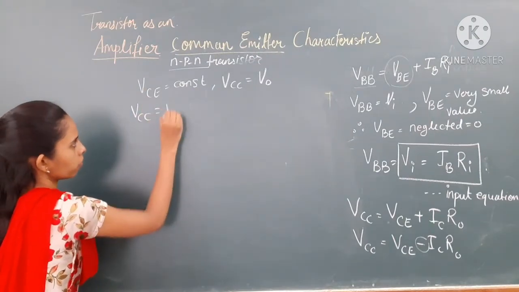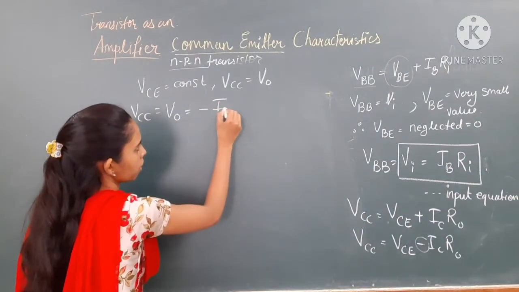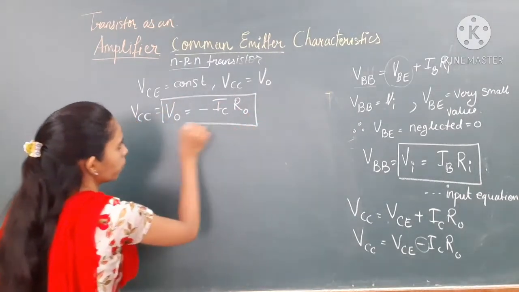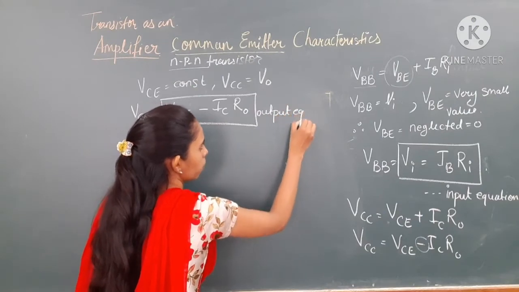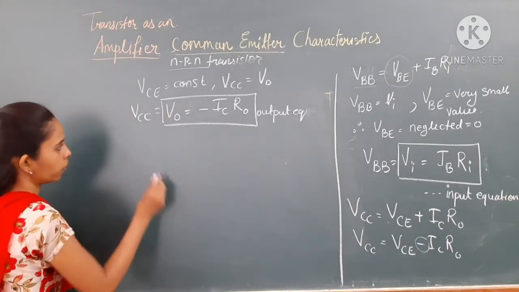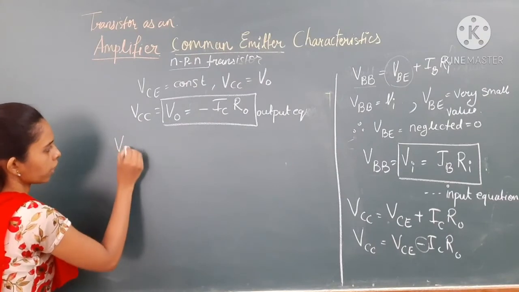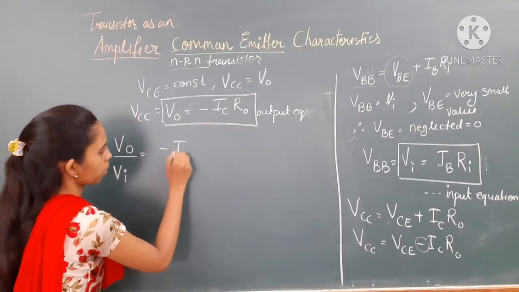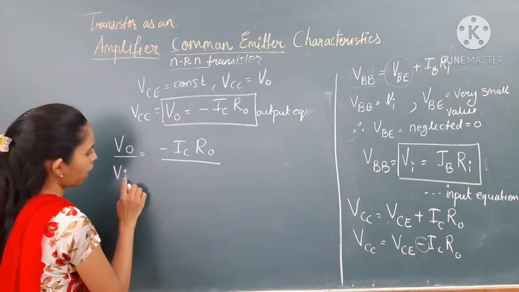VCC will become VO, which is equal to, this term will become 0 and you will get minus IC RO. This is the output equation. Now, taking the ratio of output to input, what will you get? You will get VO upon VI is equal to, what is VO? It is minus IC RO divided by, over there VI is equal to what?